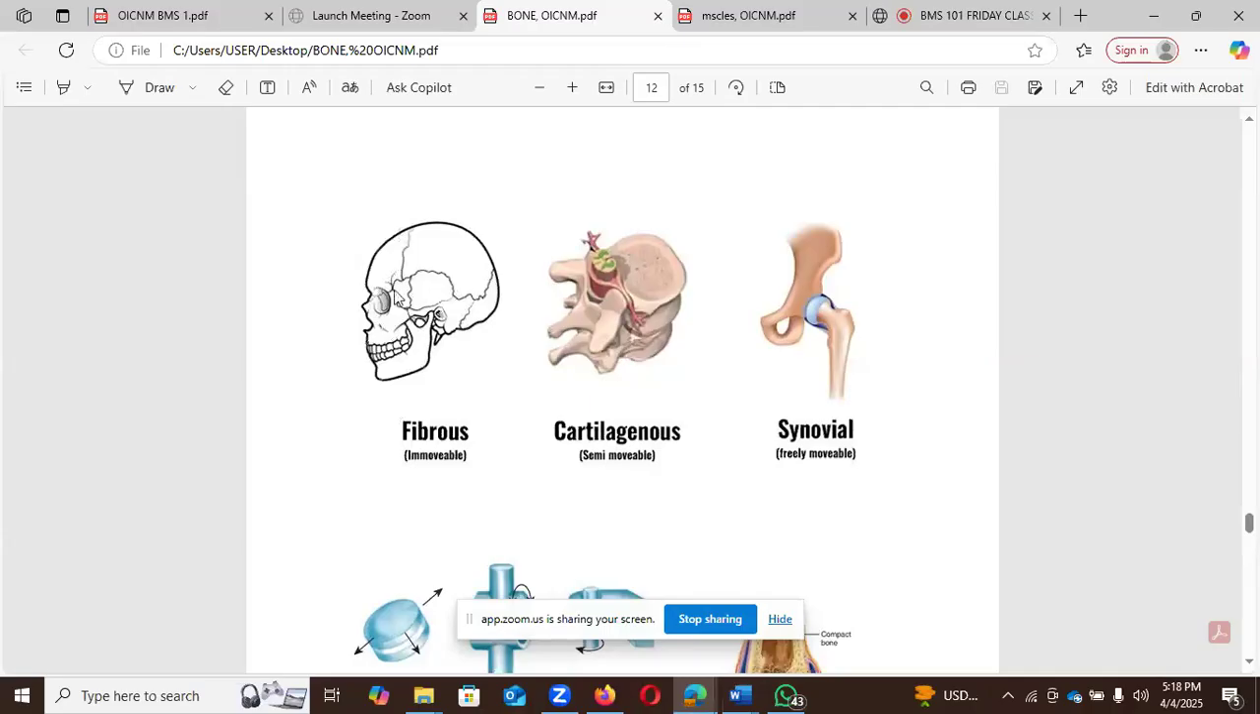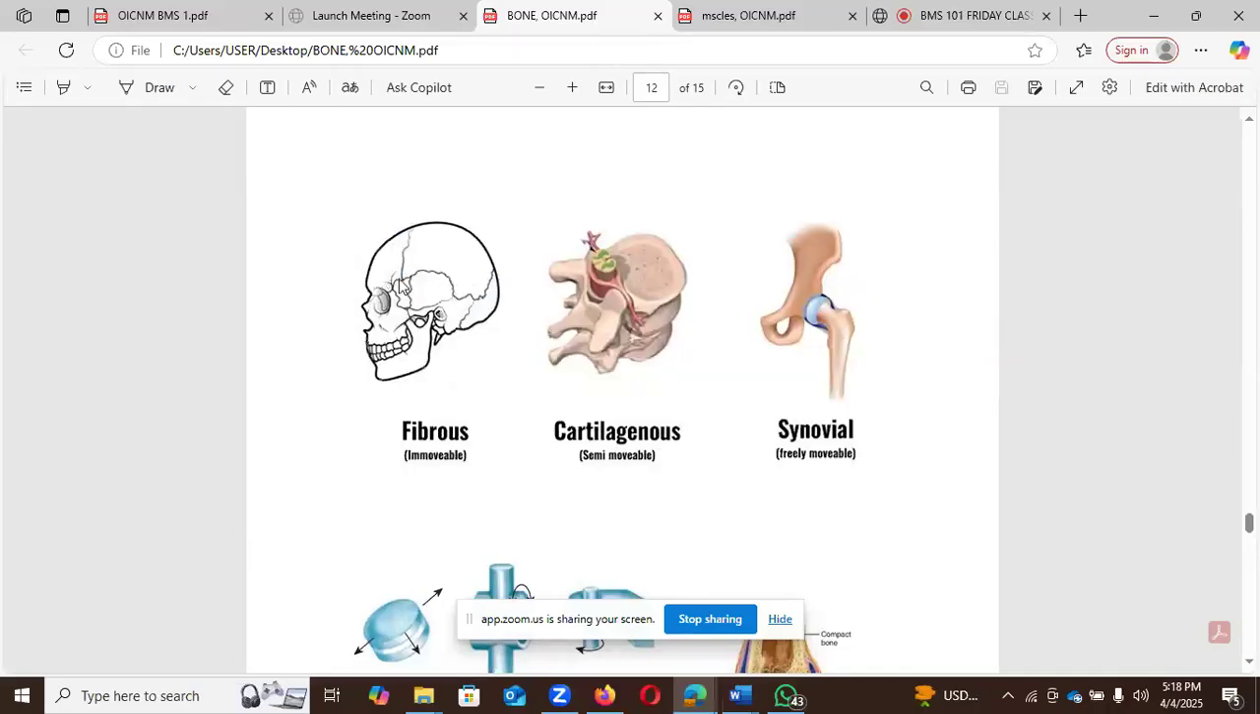It prevents movement. You can't move it. So your skull is made up of bone, but those bones are in parts. They are joined together bit by bit by these sutures. You have the coronal suture, you have the lambdoid suture at the back. This is the occipital part, this is parietal, this is the temporal bone, this is the frontal bone. All these bones are joined together by these sutures.